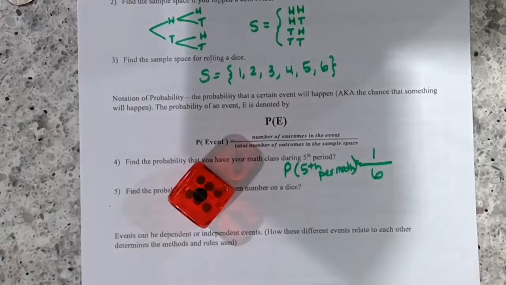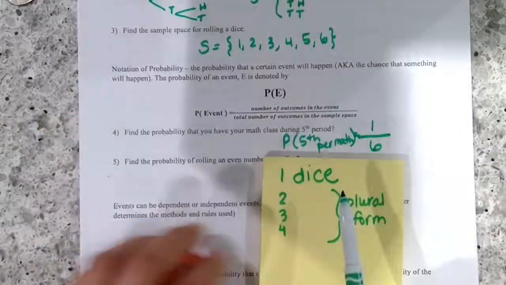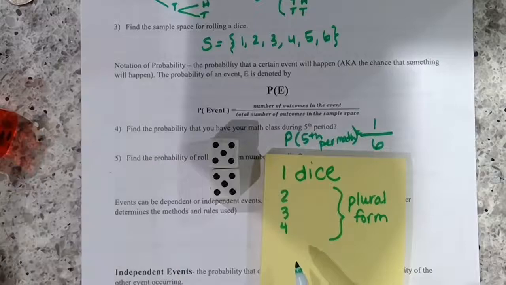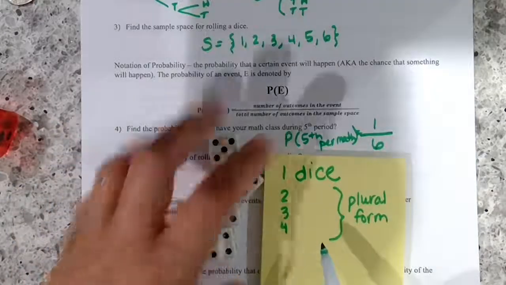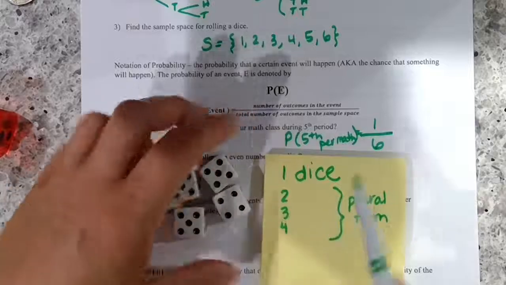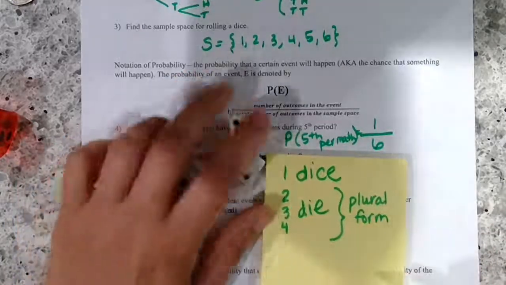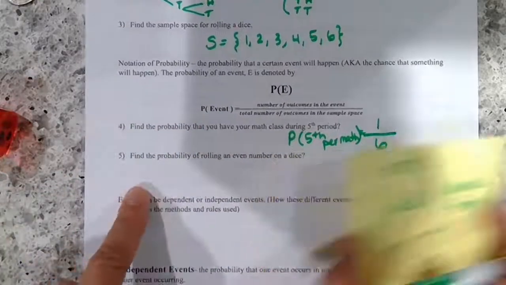Find the probability of rolling an even number on a dice. Oh, side trick. Quick vocabulary. It is called 1 dice. If you have 2 of them, what's the plural form of dice? So you have 2 die, 3 die, 4 die. Okay, so the plural form is die, and you have 1 dice.